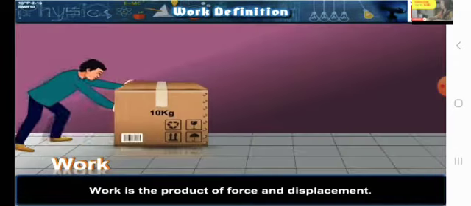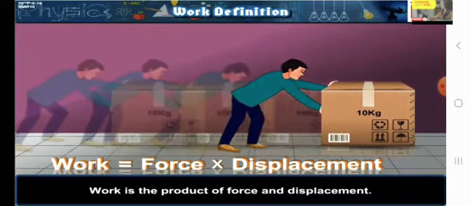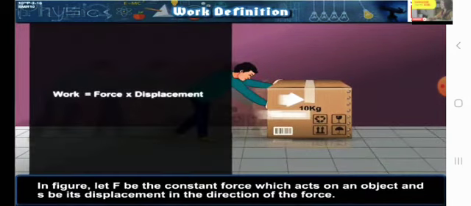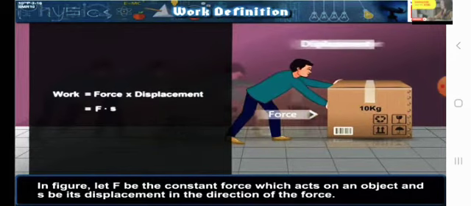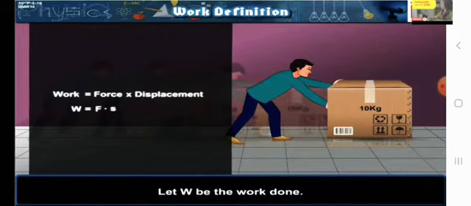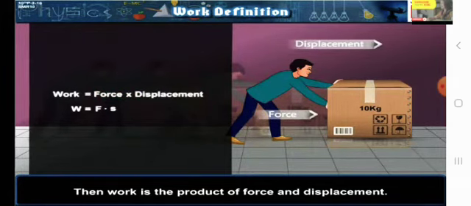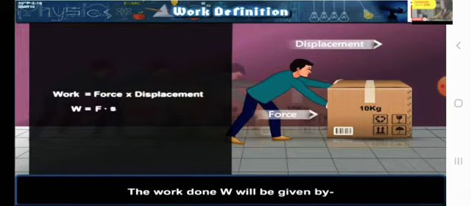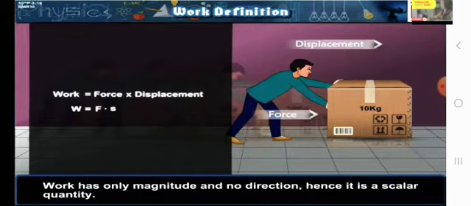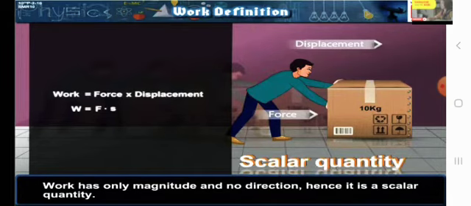Work definition. Work is the product of force and displacement. In the figure, let F be the constant force which acts on an object and S be its displacement in the direction of the force. Let W be the work done. Then, work is the product of force and displacement. The work done W will be given by W is equal to F into S. Work has only magnitude and no direction. Hence, it is a scalar quantity.